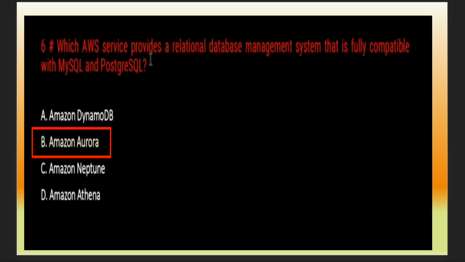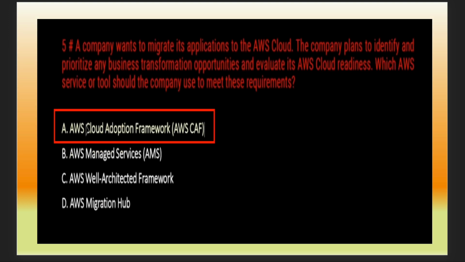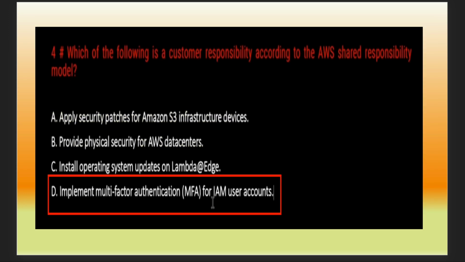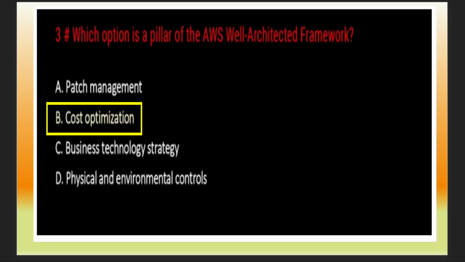The next is, which AWS service provides a relational database management system that is fully compatible with MySQL and PostgreSQL? The answer is Amazon Aurora. Next, a company wants to migrate its application to the AWS cloud. Which is the best one? Amazon Cloud Adoption Framework. Which of the following is customer responsibility? Implement multi-factor authentication for IAM user accounts.